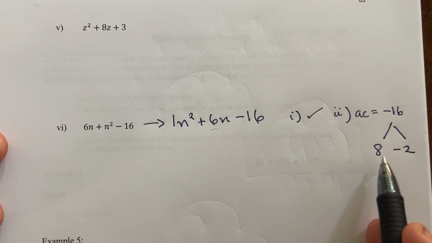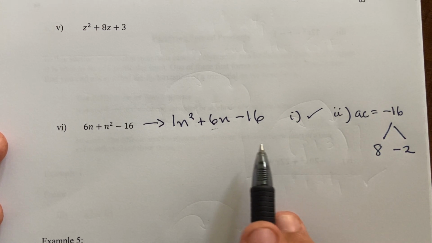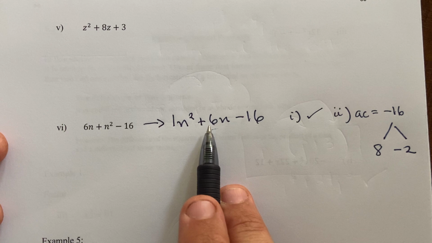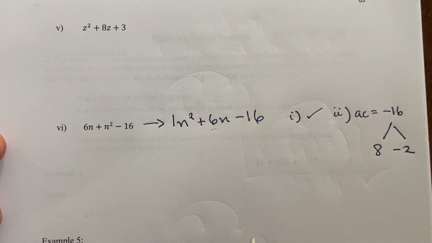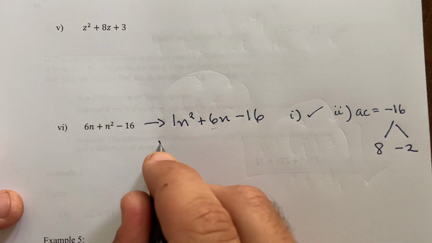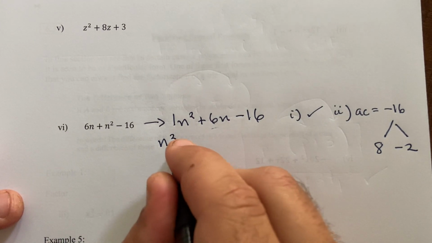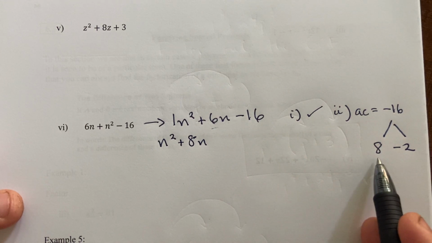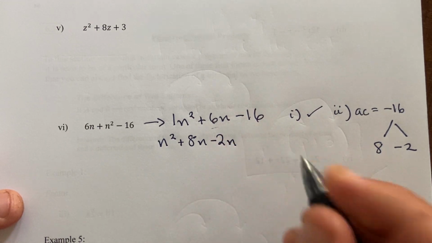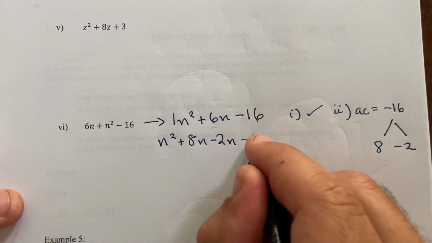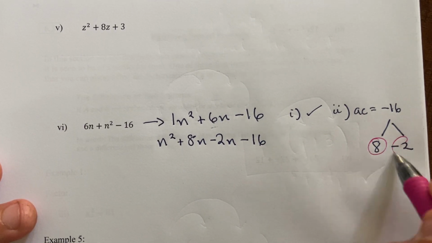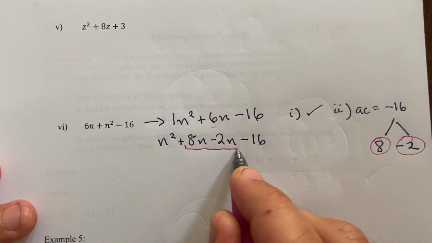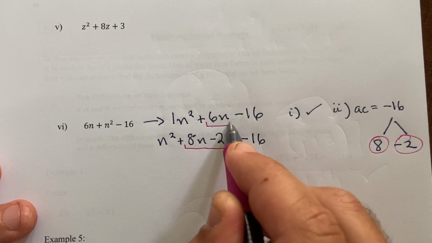So these two numbers are going to come in as coefficients on n, re-representing 6n as 8n minus 2n. So we'll have n squared plus 8n minus 2n, and then we still have just minus 16 sitting there. So, right, these have come in as the coefficients re-representing this positive 6n.